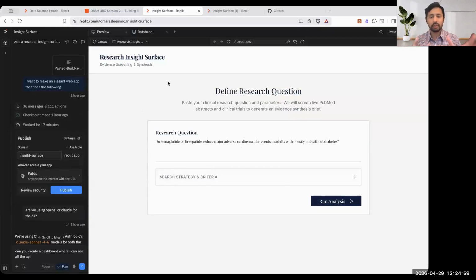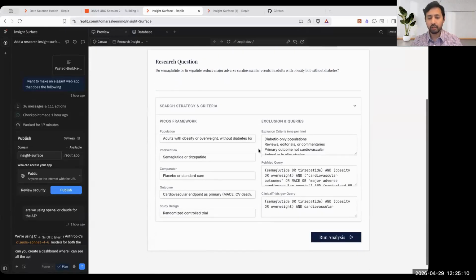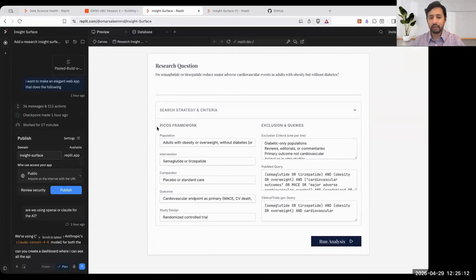On that same prompt, this is the result we got. It was basically the header with the research insight service. This is the default question. We can always change that question to something else. And then this is our strategy. This has the population, the intervention, the comparator, all these things already built in. And this is filled in by an LLM based on the prompt up here. So if we change this prompt, the LLM will also change our exclusion criteria based on the prompt we have.